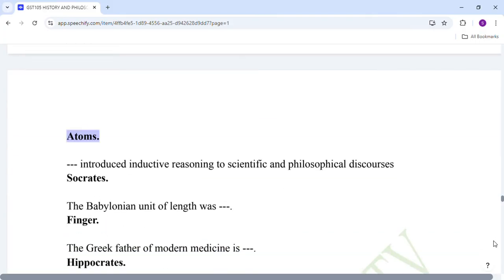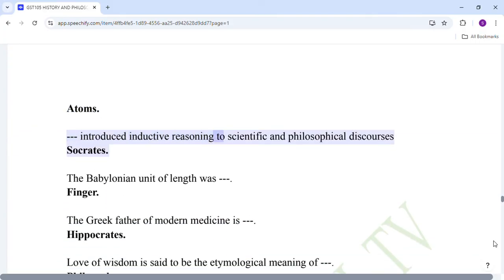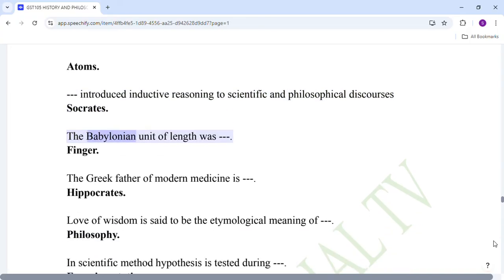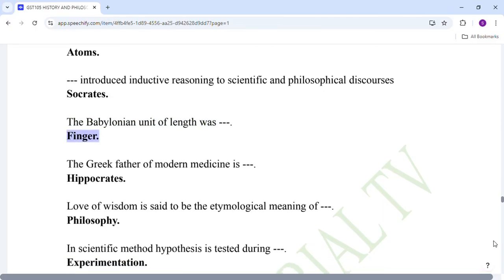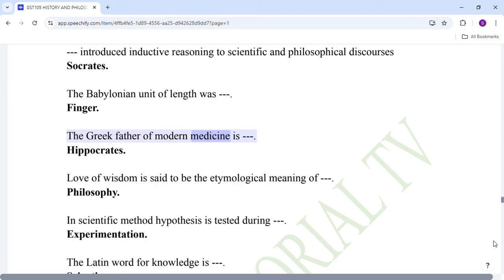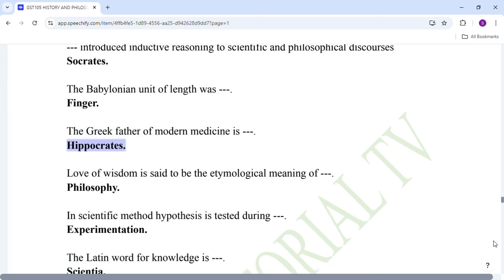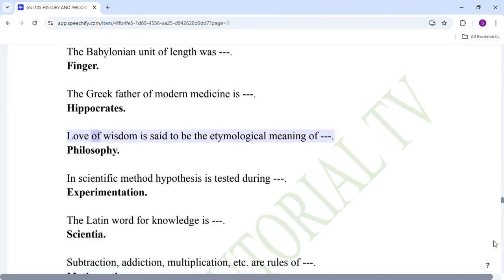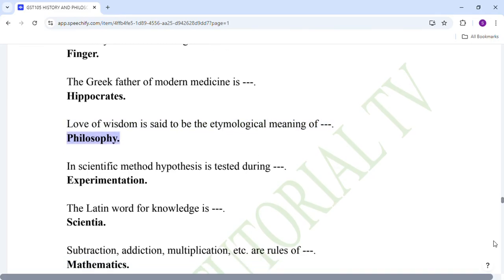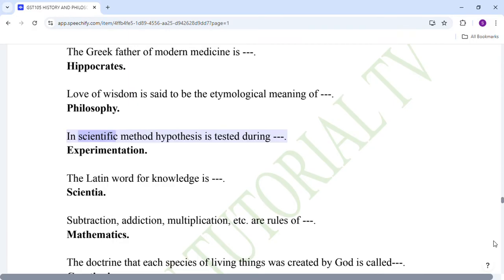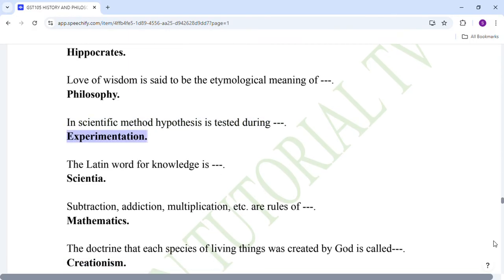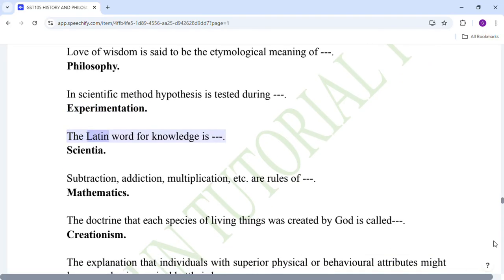Introduced inductive reasoning to scientific and philosophical discourses. Socrates. The Babylonian unit of length was finger. The Greek father of modern medicine is Hippocrates. Love of wisdom is said to be the etymological meaning of philosophy. In scientific method, hypothesis is tested during experimentation. The Latin word for knowledge is scientia.